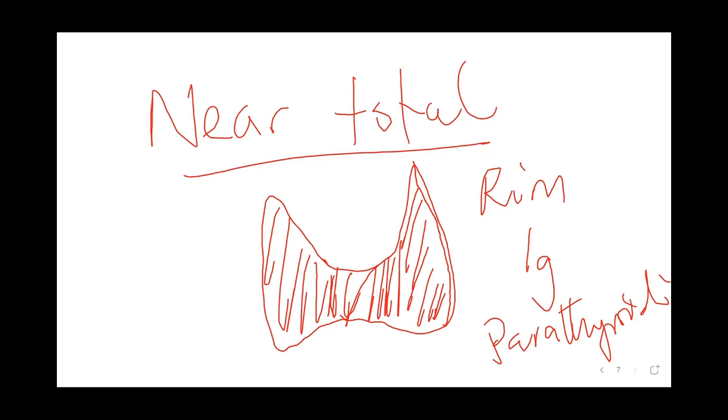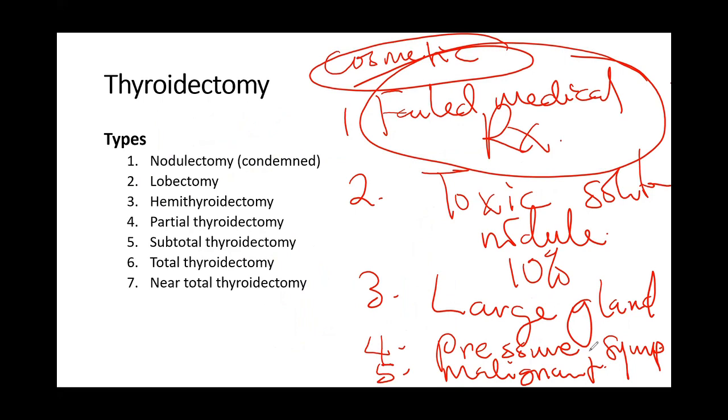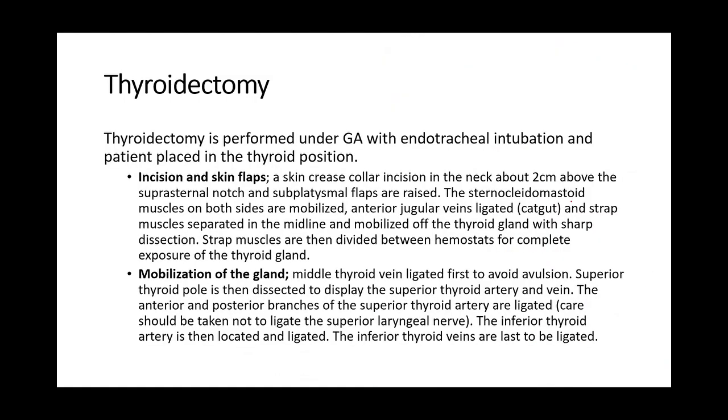Now, we've talked about lobectomy, subtotal thyroidectomy, total thyroidectomy, and near total thyroidectomy. Hemithyroidectomy is dividing, just as the name implies. So partial thyroidectomy covers all these other types: subtotal, lobectomy, and hemithyroidectomy are all types of it.